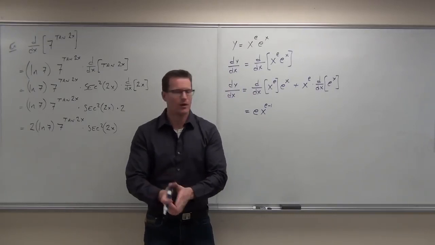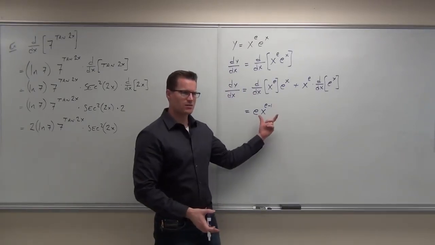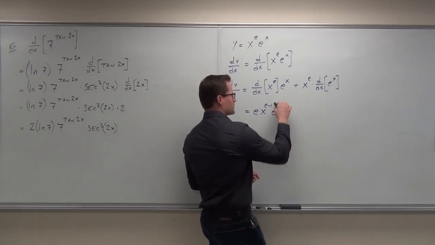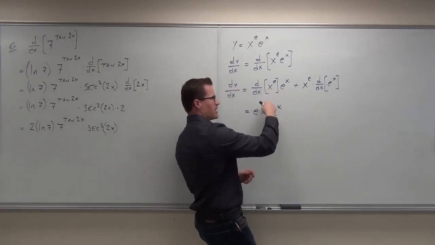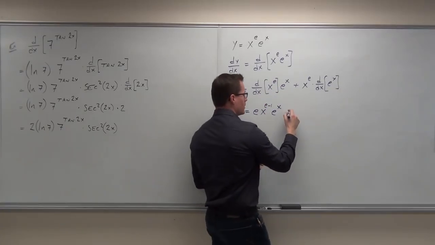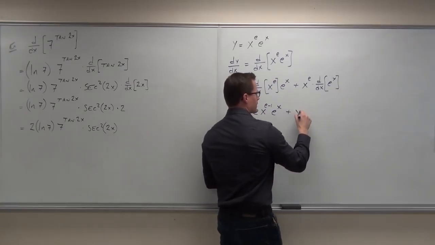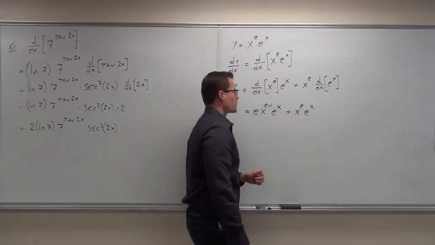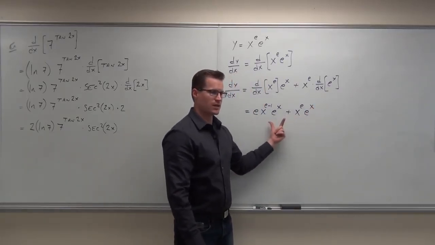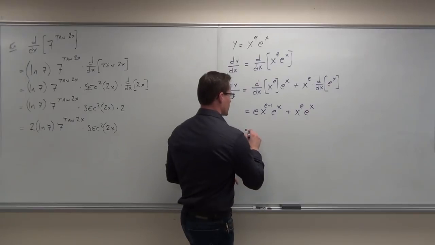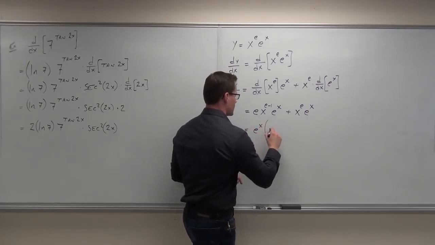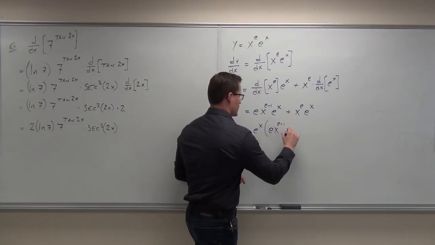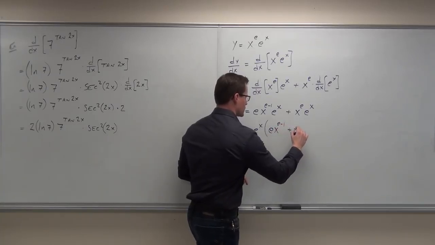It looks weird, I know. But does it make sense to you? You bring it down, subtract 1 from it. And then I have an e to the x. That's here. So e x to the e minus 1, it's a constant, you can do that, plus x to the e times e to the x. A couple things you can do, you could factor out the e to the x if you wanted to. So we could have e to the x, and inside we'd have e x to the e minus 1 plus x to the e.